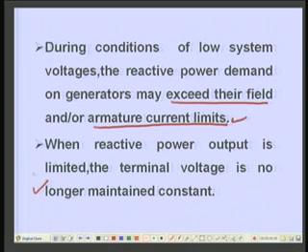See, in any system, the generators are very important voltage control devices, but the moment you reach the field current limit, that particular generator will no more be a voltage controlling device. It will have a fixed internal voltage, in which basically you are in a position to maintain a voltage which is constant behind a synchronous reactance.